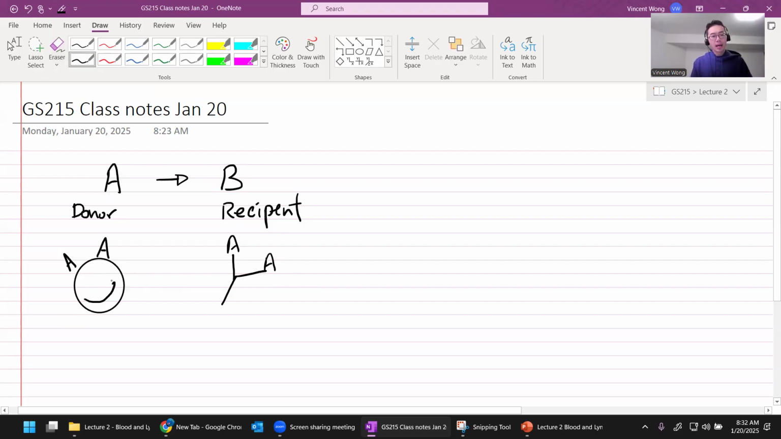So if we go ahead with the blood transfusion, you will see that the anti-A antibodies will now attack the incoming red cells. Okay, so this would be the red cells coming in, and then the antibody will basically attach.